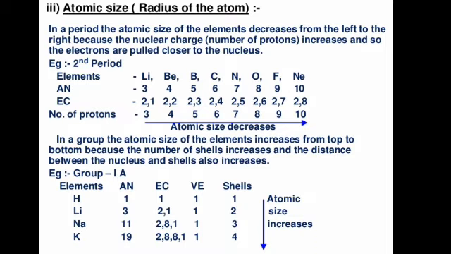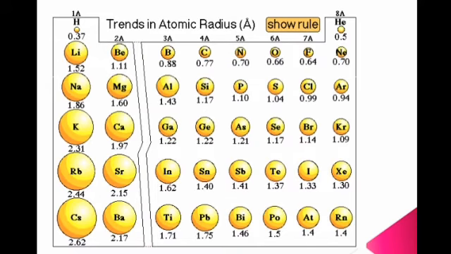From top to bottom down the group, the number of shells increases, and as such the distance between the nucleus and the electrons also increases, and thus the atomic size increases while moving down the group. Here we can see that in group 1A, from hydrogen to cesium, the atomic size increases gradually, while along the period the atomic size decreases gradually.